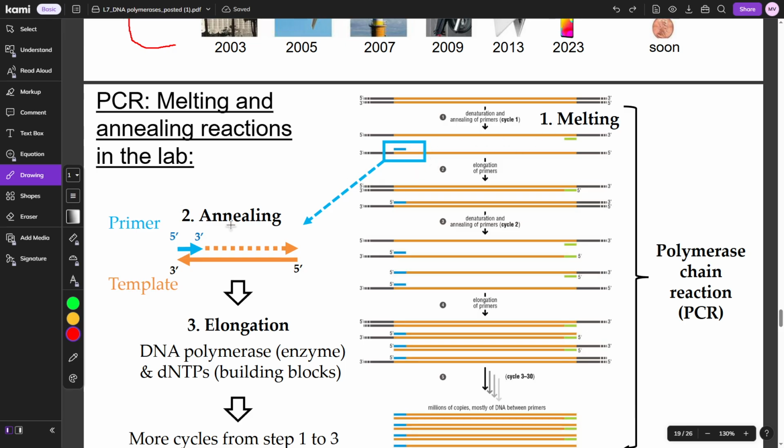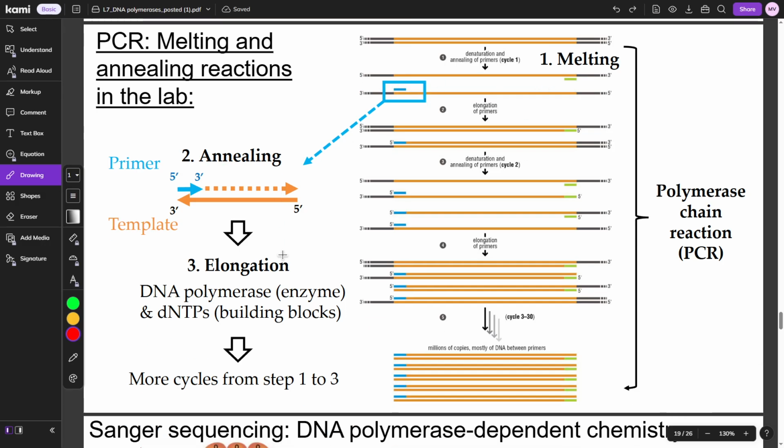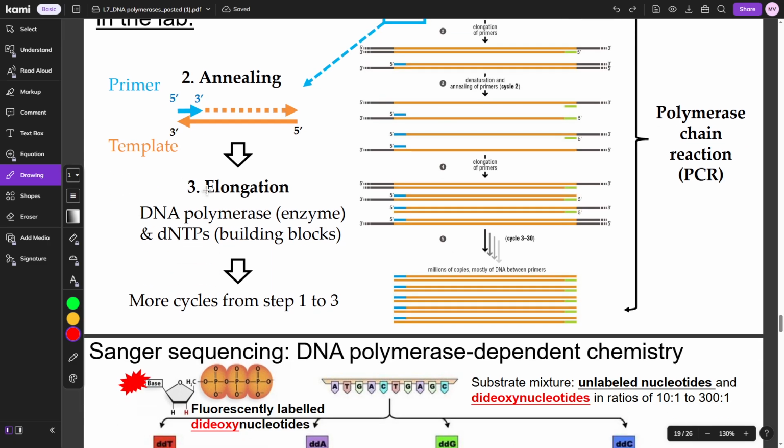Then you're going to do the annealing step. You're going to take primers that you have designed and anneal them at around 60 degrees Celsius. You drop the temperature and anneal them so that they get stuck complementarily to the DNA strand that you're interested in. And then you add your DNA polymerases and your dNTPs, and you elongate. You basically form the complementary strand for the section of DNA that you attached the primers to.